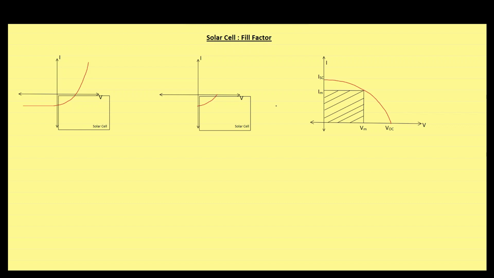In the first graph, you are seeing a general graph for devices which convert thermal energy into electrical energy. But you know that for the application of solar cell, the device is used only on the fourth quadrant. We are not interested in the plot which lies in the first and third quadrant.